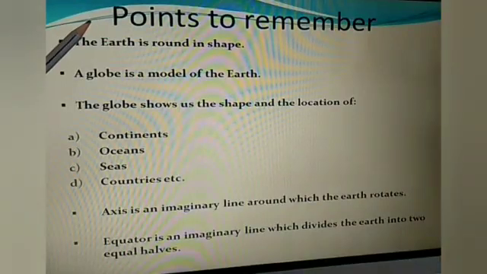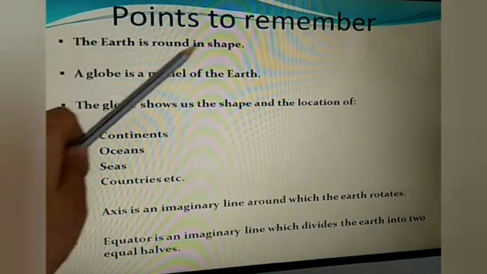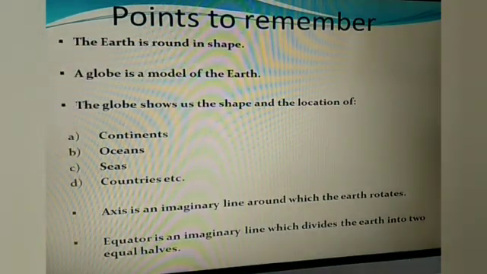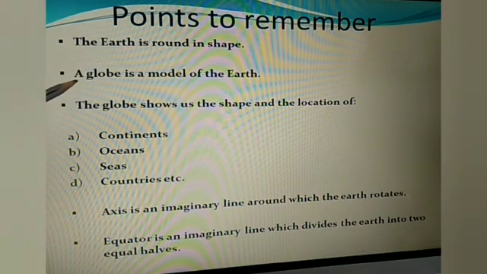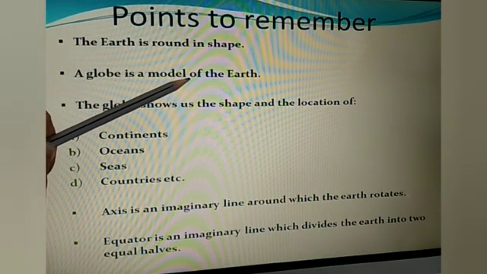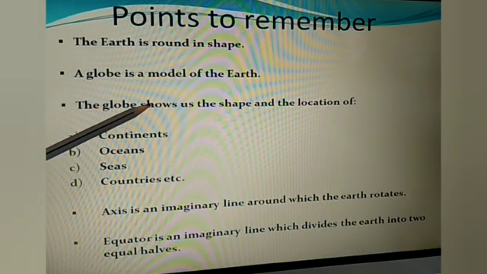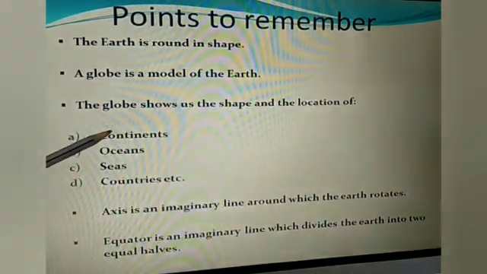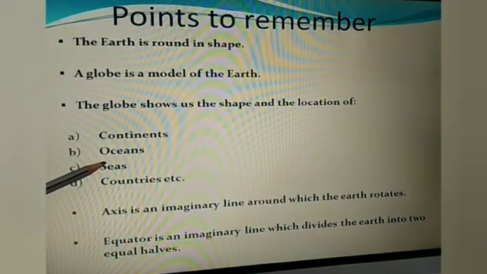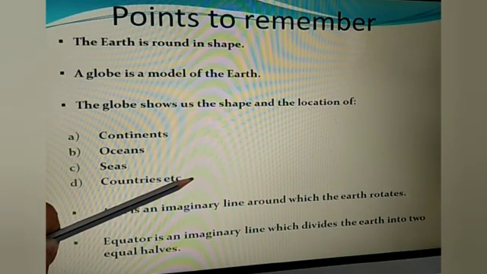Now at last, we need to remember some points. Let us recall with me. The Earth is round in shape. A globe is a model of the Earth. The globe shows us the shape and the location of continents, oceans, seas, countries, etc.